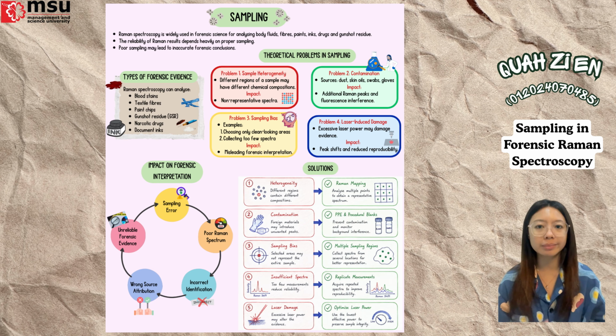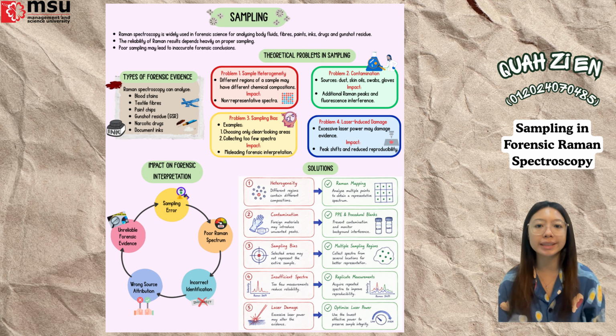The second problem is contamination. So during sample collection, contaminants such as dust, skin oils, swab, or glove may introduce additional Raman peaks or fluorescent interference. This can make spectral interpretation more difficult and may obscure important diagnostic signals.